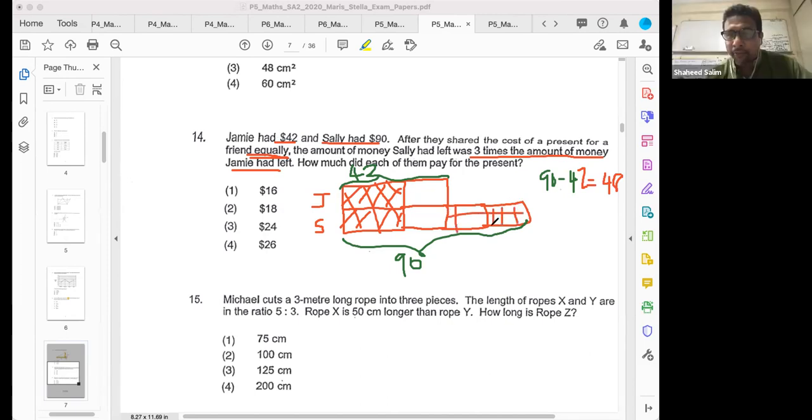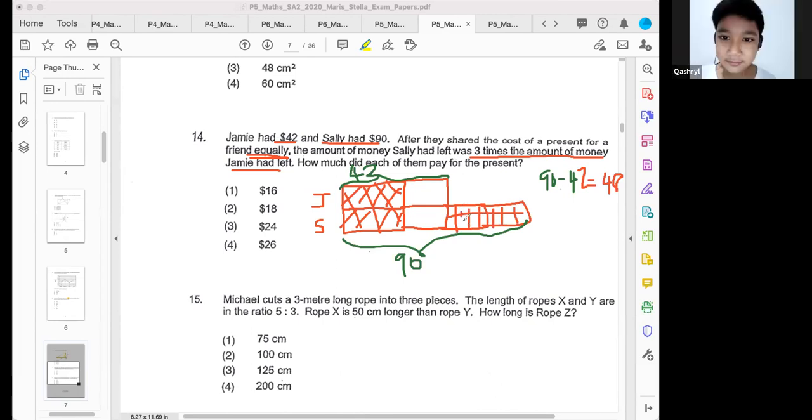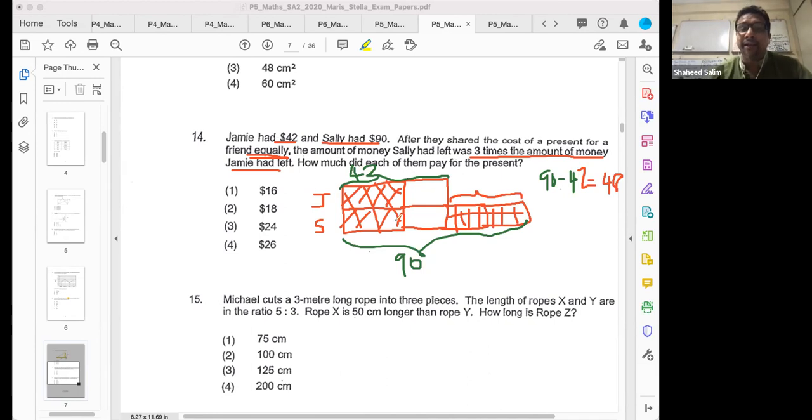Can you see now? The difference is actually here. This here is 48. Why 48? Because that's the difference between the two. This is Jamie's amount of money, 42. Sally's amount of money, 90. So 90 minus 42 is 48 here.